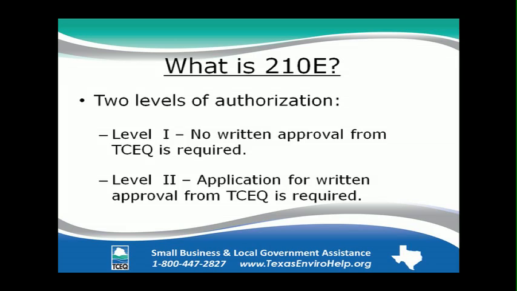The two levels of authorization are level 1 and level 2. If you sample your wastewater and find out it's level 1, that means no authorization is required by TCEQ. Again, we're going to turn you over to your local publicly owned treatment works, your local wastewater treatment facility, but from us you would not need any authorization. Now, if your water comes out to be level 2, then you definitely have to get a permit under the 210E.